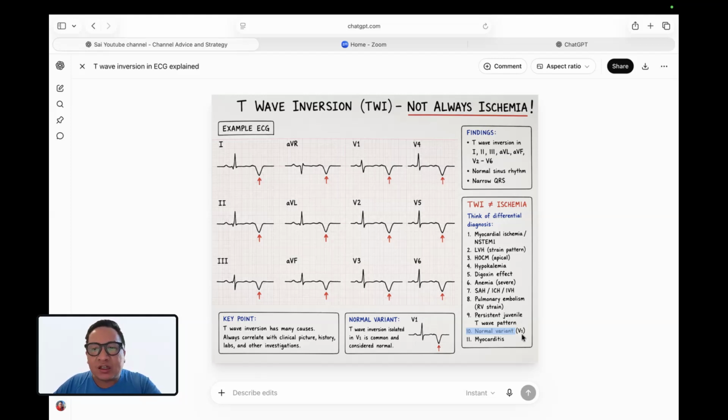And the next abnormality that can be associated with T inversions on the EKG is myocarditis. So we need to think about it.